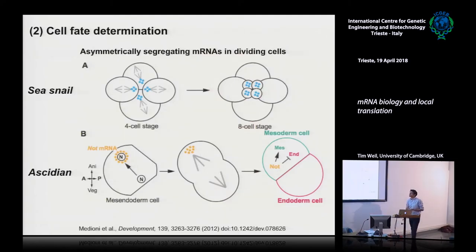Right. As far as cell fate determination, we also see the examples from sea snails and from ascidians, where we get these localized RNAs to one side of the dividing cell. Once that cell is divided, now we can go through and turn on different pathways.